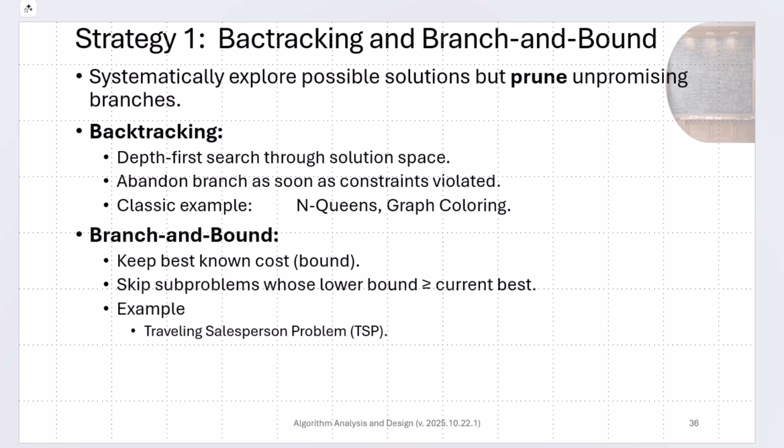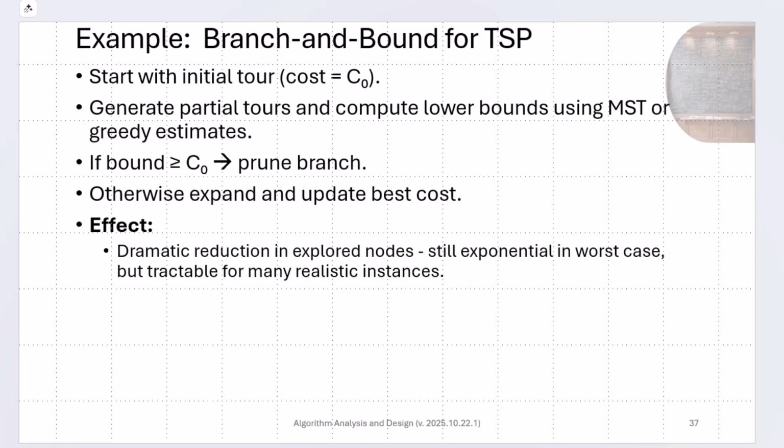An example would be a branch and bound solution to the traveling salesperson problem. How to do this would be: start with the initial tour, cost equals C sub 0. Generate partial tours and compute lower bounds using minimum spanning tree or greedy estimates. If the bound is greater than or equal to C sub 0, you prune it. Otherwise, expand and update the cost. So in effect, you get a dramatic reduction in explored nodes, still exponential in the worst case, but tractable for many examples.